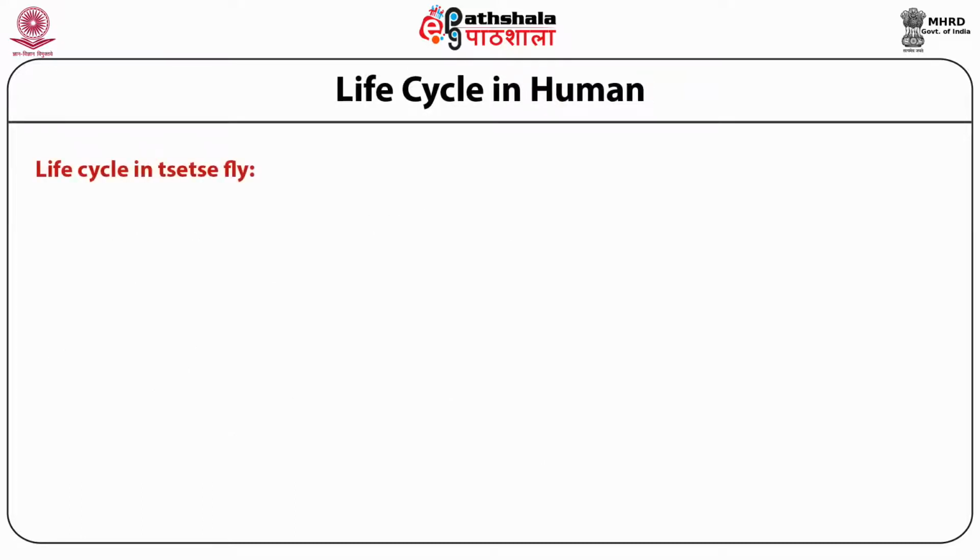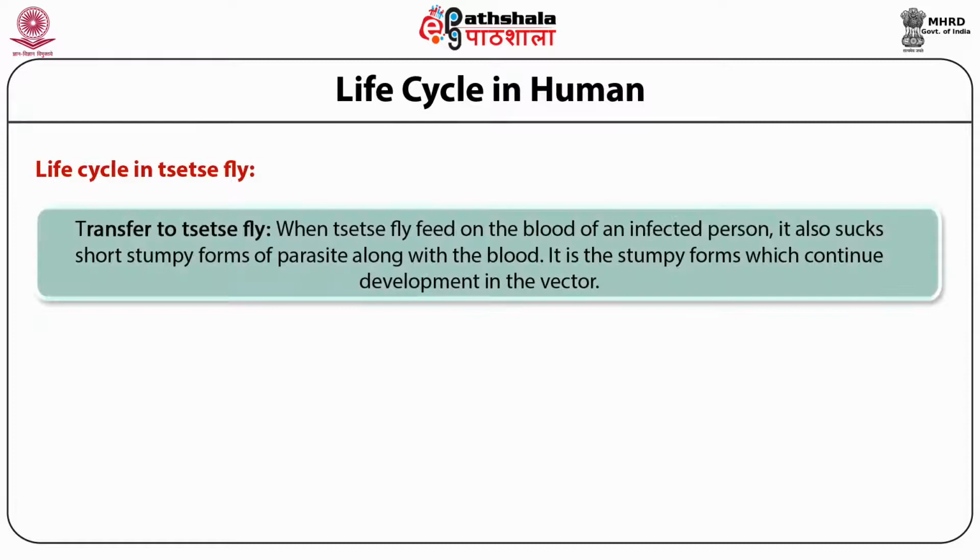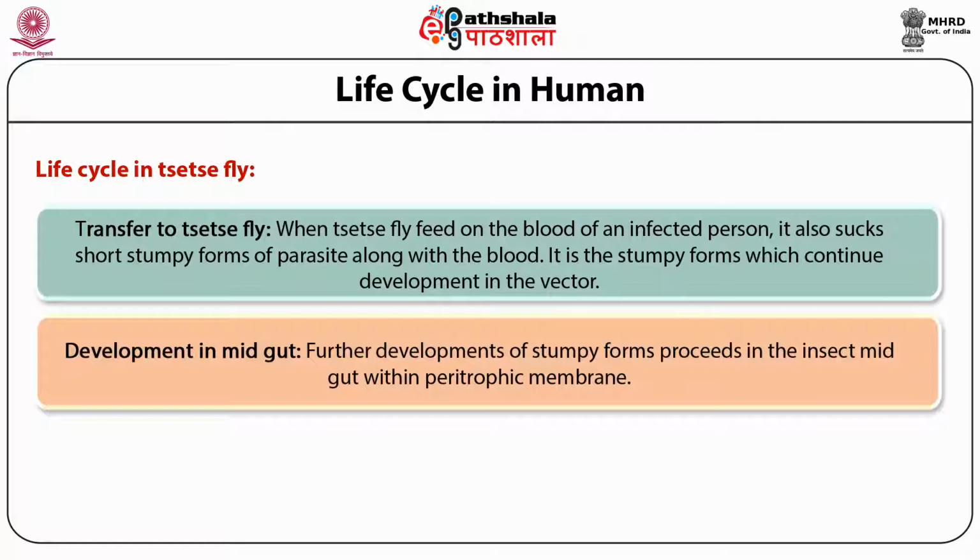Life cycle in tsetse. When tsetse feeds on the blood of an infected person, it also sucks short stumpy forms of the parasite along with the blood. It is the stumpy forms which continue development in the vector. Further development of stumpy forms proceeds in the insect midgut within the peritrophic membrane. In the midgut, the parasite transforms into a long slender form and multiplies asexually by longitudinal binary fission.